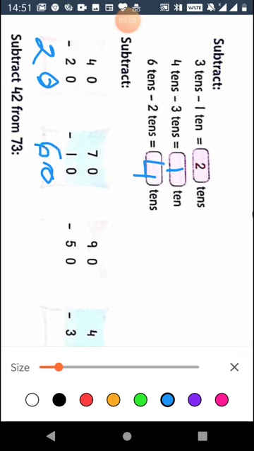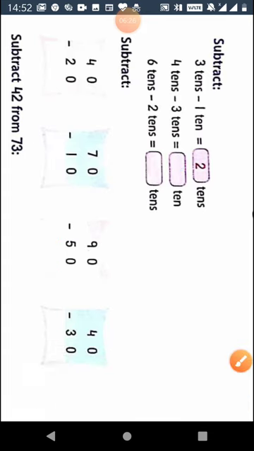Similarly, 90 minus 50. 0 minus 0 is equal to 0. And then 9 minus 5. That means you have to take out 5 from 9. So after 5, we start counting from 6 till 9: 6, 7, 8, 9. So 9 minus 5 is equal to 4. And 4 minus 3 is equal to 1. In subtraction, we take away the things. So this is subtraction practice.